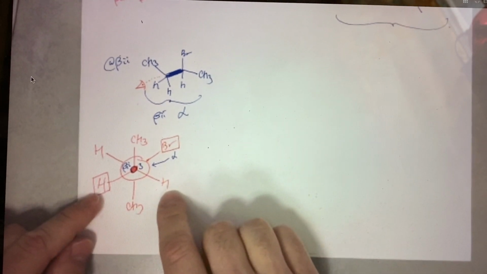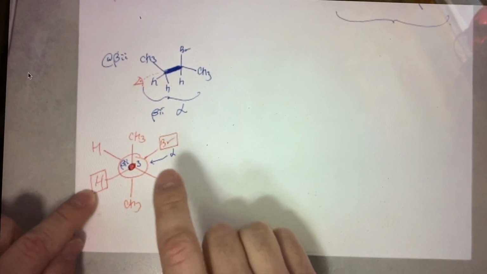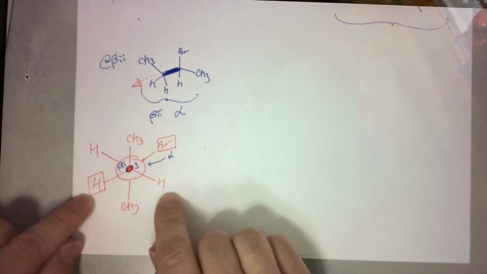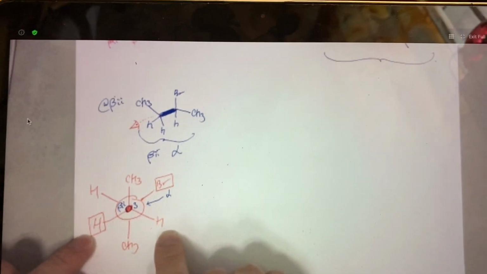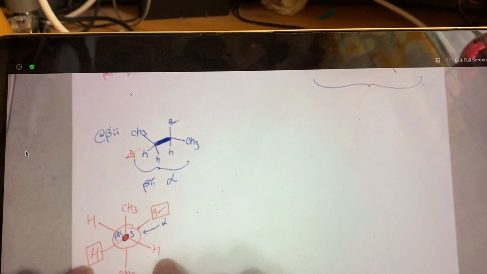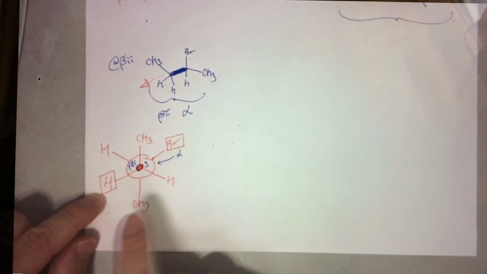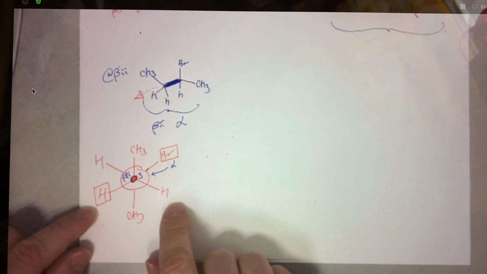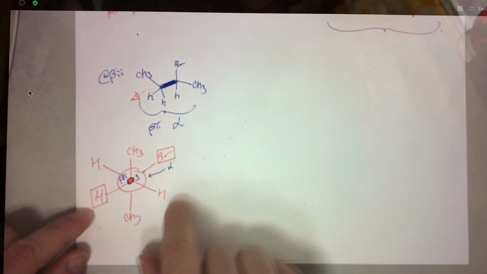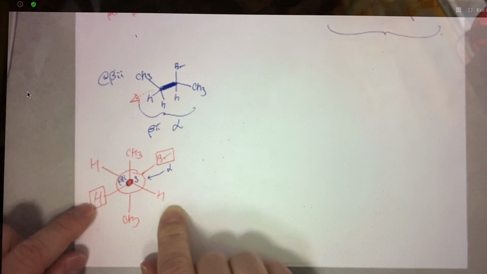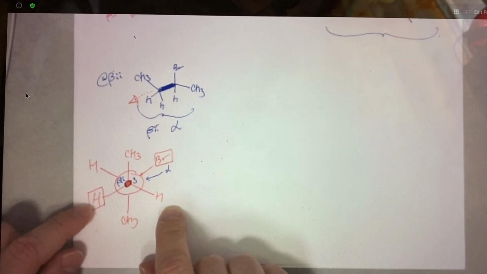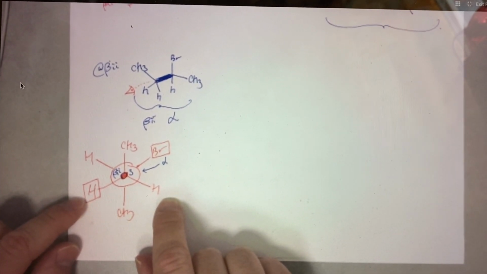You could actually write in your notes that this is reactive and this is unreactive. I'm not going to write it on this diagram because I just don't want to make it too confusing for everyone. But you could write next to this hydrogen here in pencil or somewhere else, this beta hydrogen is unreactive because it's 60 degrees disposed to bromine. This hydrogen is reactive. It's in the anti-periplanar 180 degree conformation.